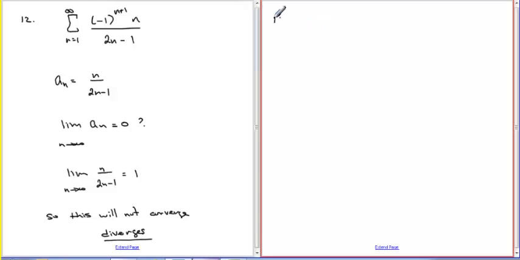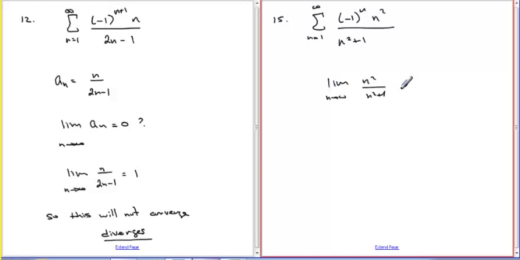Okay, the next one is number 15. Yeah, I just looked at it. It's exactly the same as the previous one. I'm not doing a very good job picking these. So I'll have to pick a different one. Okay, so the same thing's going to happen. If you take the limit of n squared over n squared plus 1 as n goes to infinity, that ends up being 1. Leading coefficients are 1. So again, for the same reason.